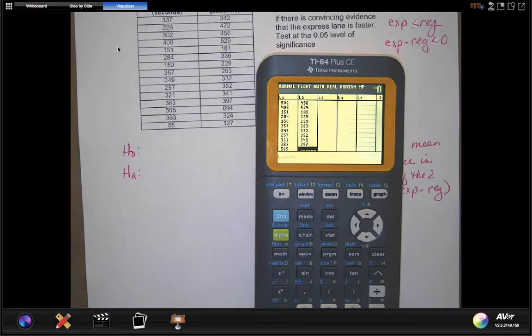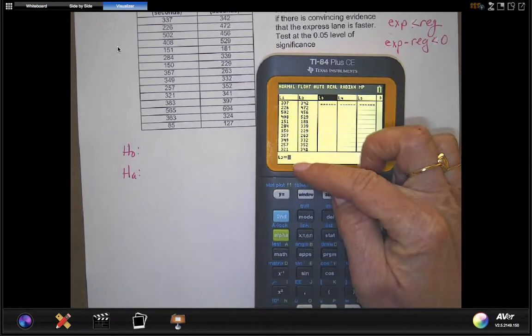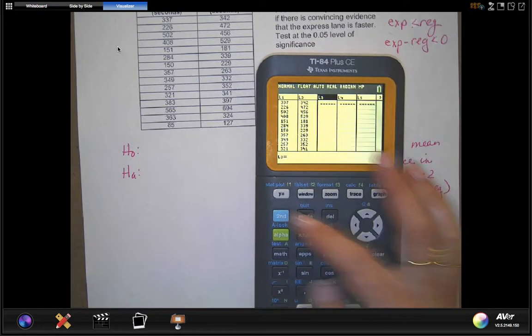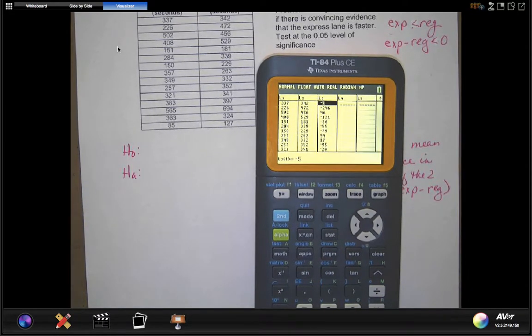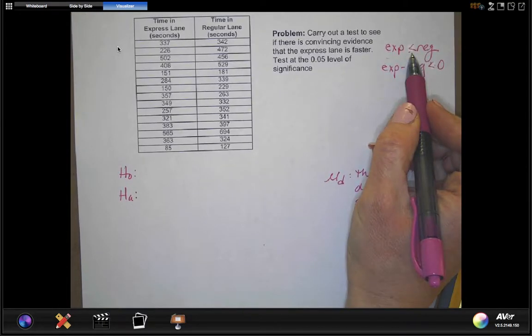And hopefully I'm typing all these in my calculator correctly, but we'll see. So I'm going to go over to L3. I'm going to go up. I press enter, so I have that black box blinking there. And I said I was going to do express minus regular, so I'm going to do L1 minus L2. Okay? All right.